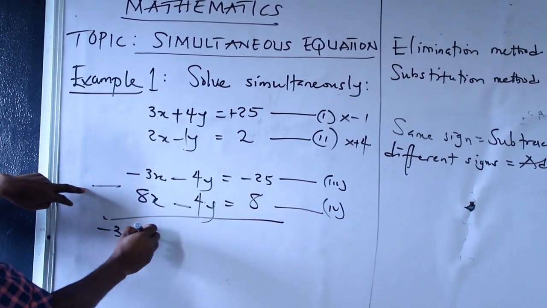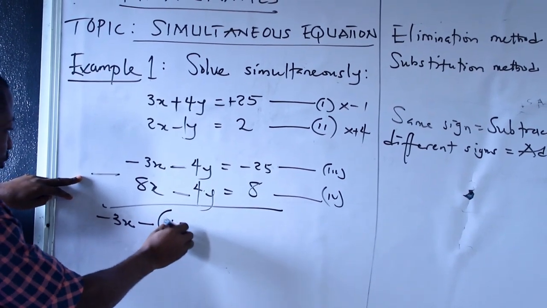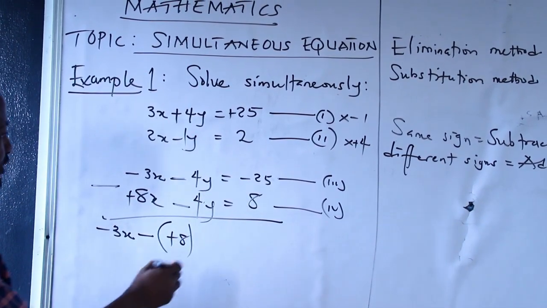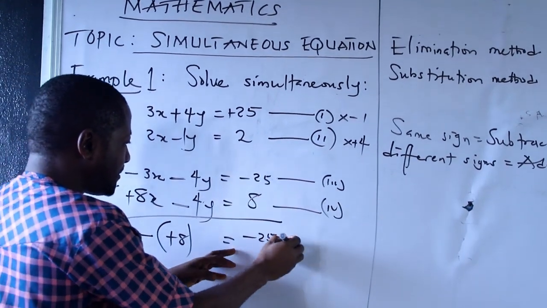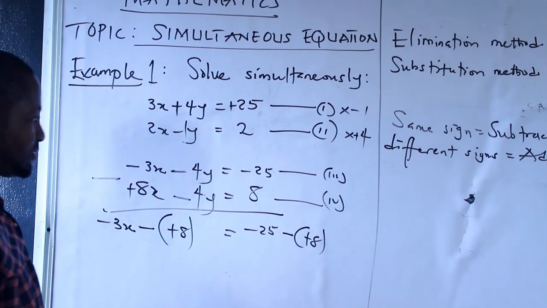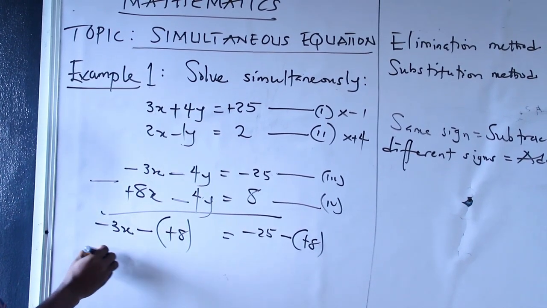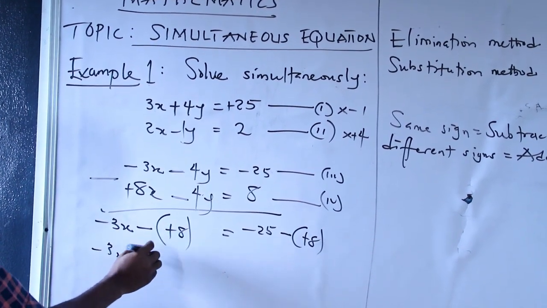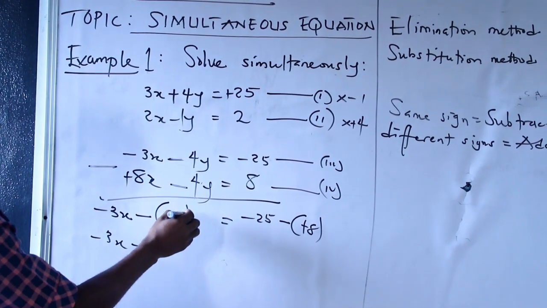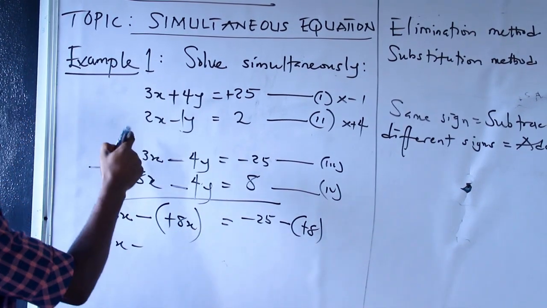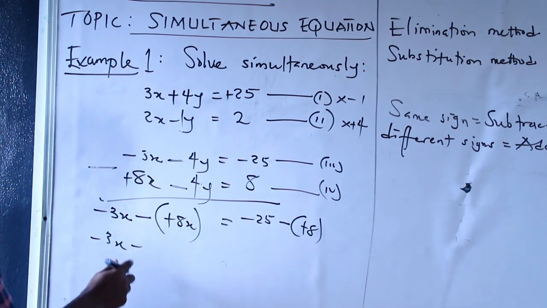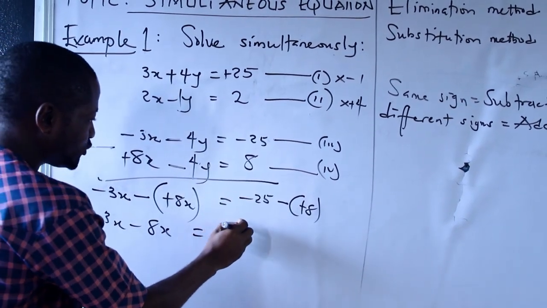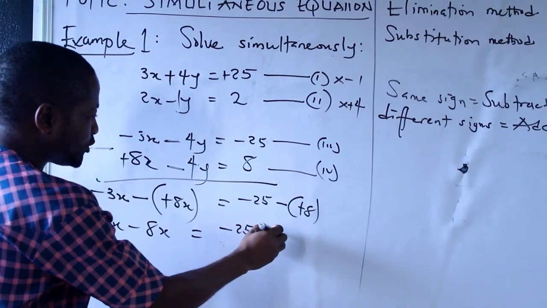So I will now say minus 3x, the minus sign, then bracket open plus 8x, you know this, is equal to minus 25, minus plus 8. So now bring minus 3x down. Minus times plus is minus 8x. I forgot to put x here. That's minus 3x minus plus 8x. Okay. So minus times plus gives you minus 8x. Is equal to, bring minus 25 down. Minus times plus is also minus.